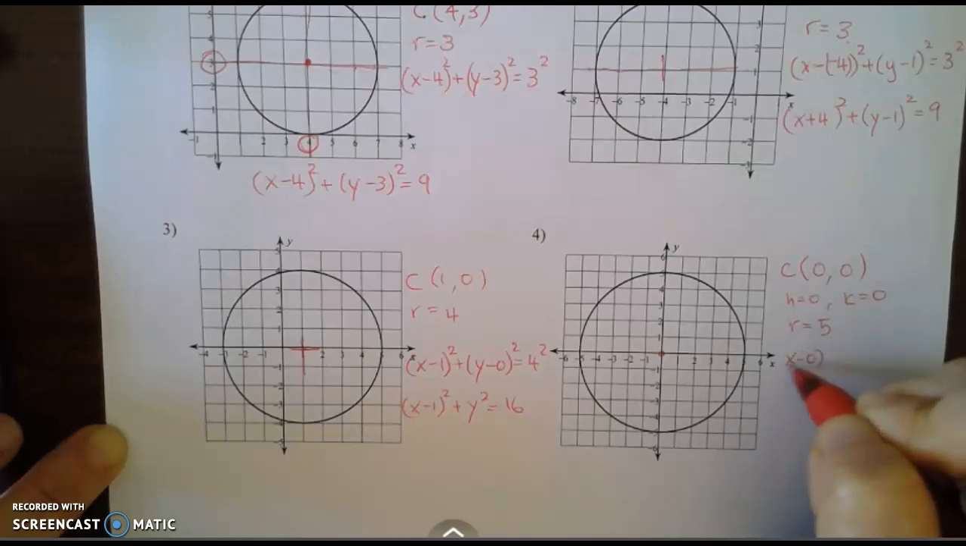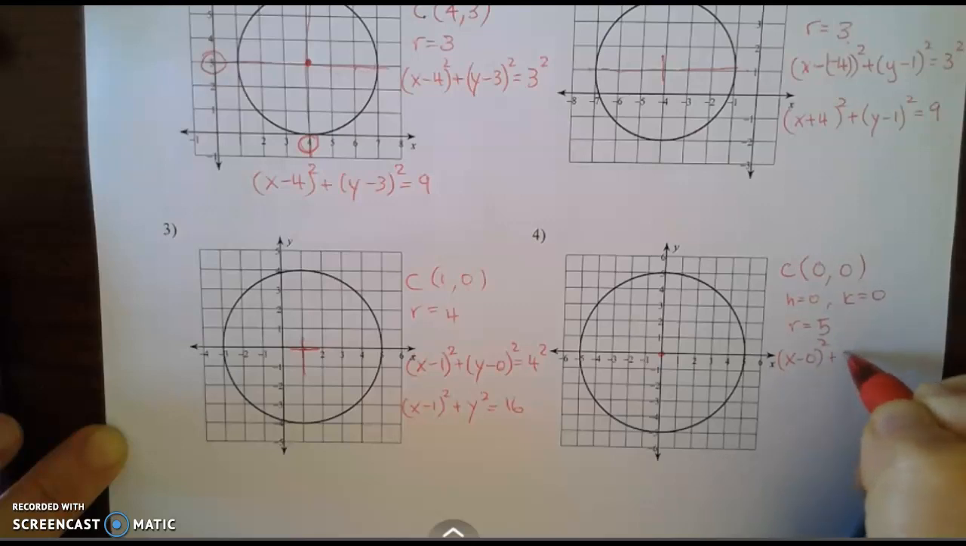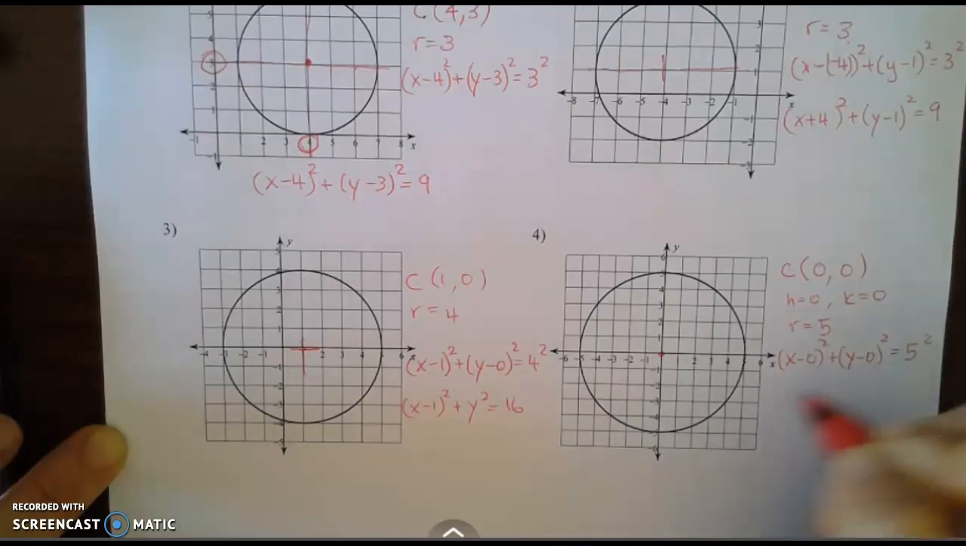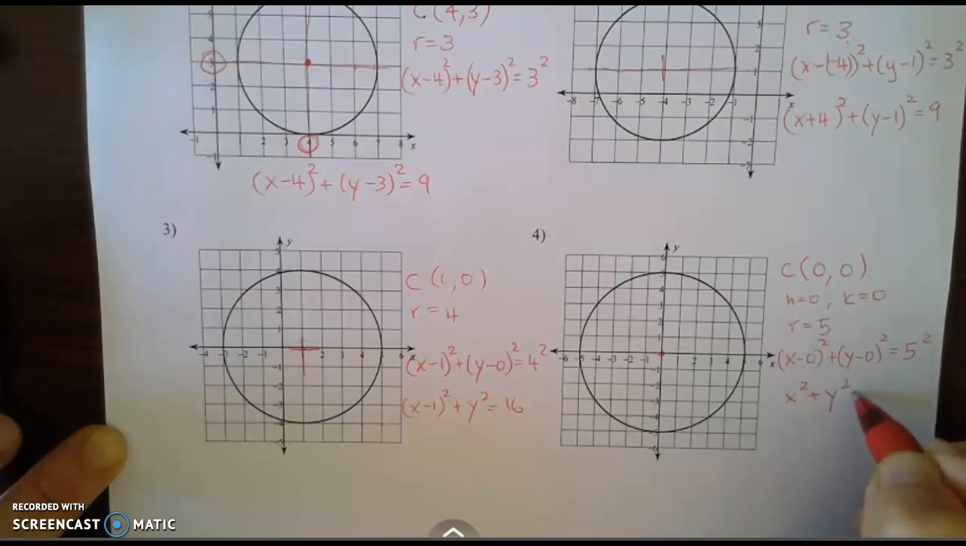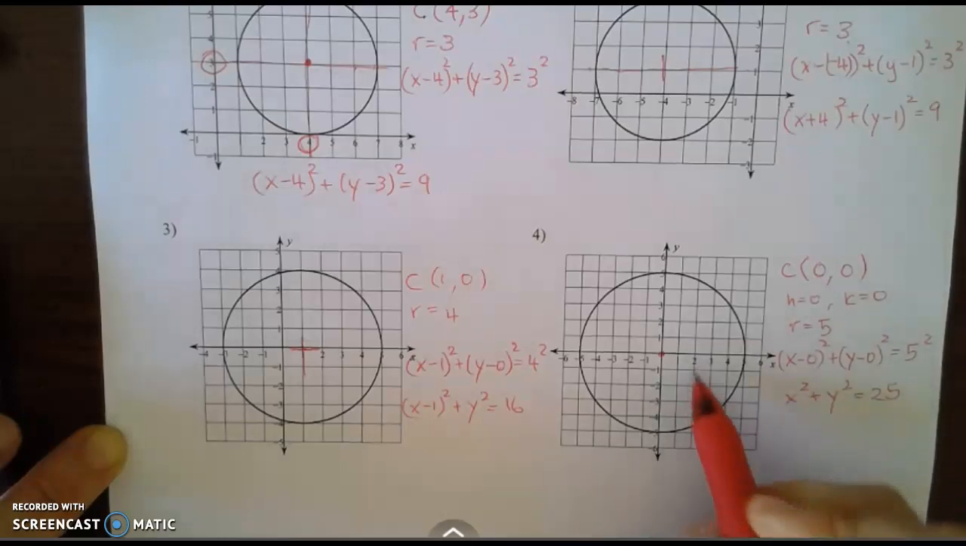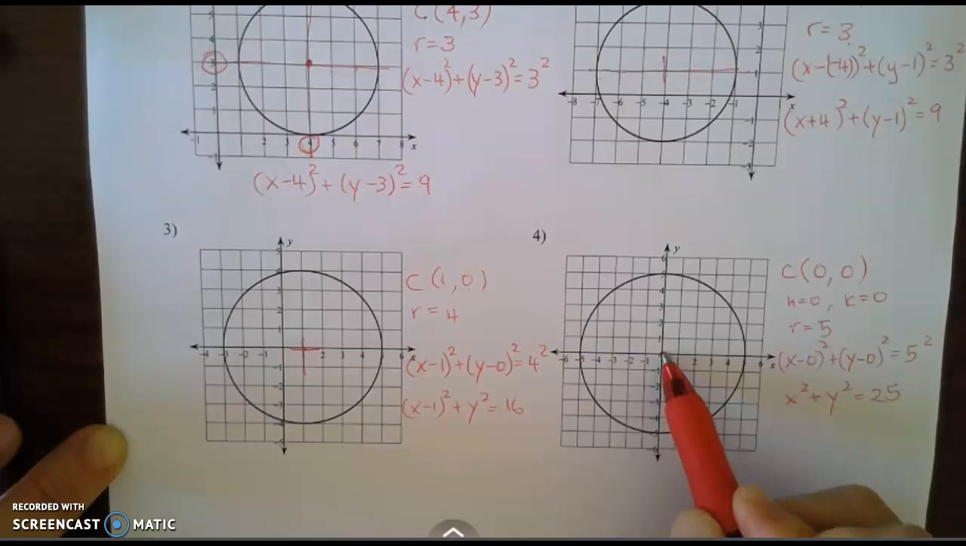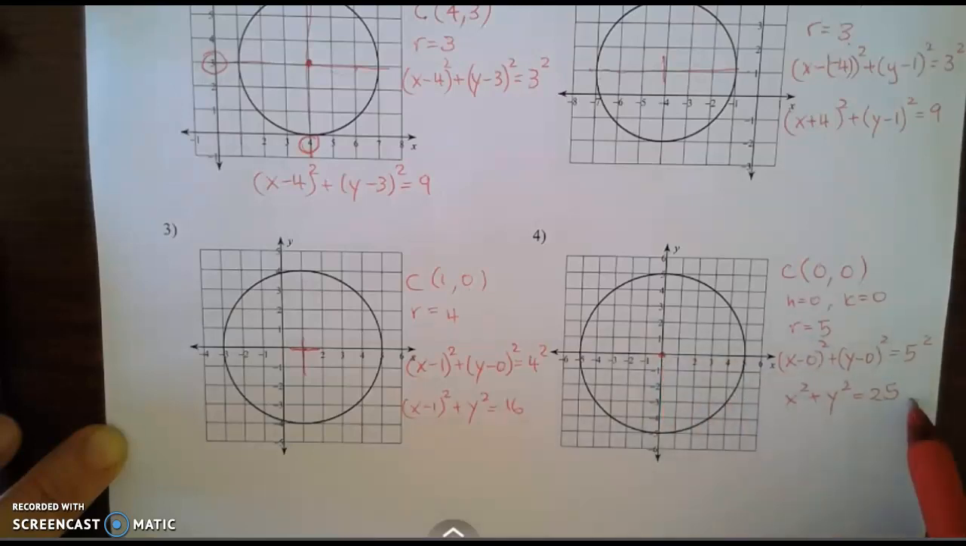X minus 0 all squared plus y minus 0 all squared, which is equal to 5 squared. And x minus 0 is just x. So it becomes x squared plus y squared is 25. Okay, so when the center is at the origin, that's the simplest form of a circle with the given radius being the square root of the constant.